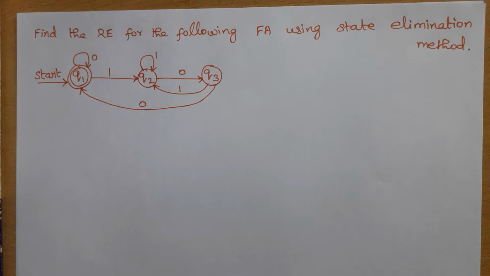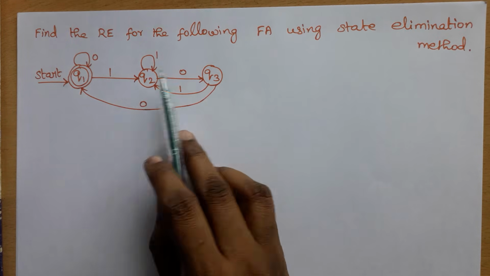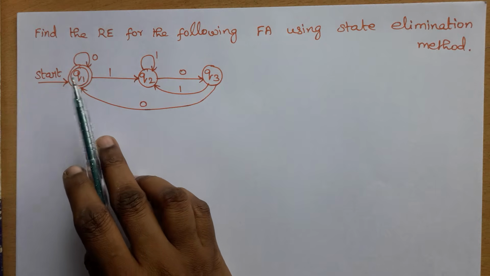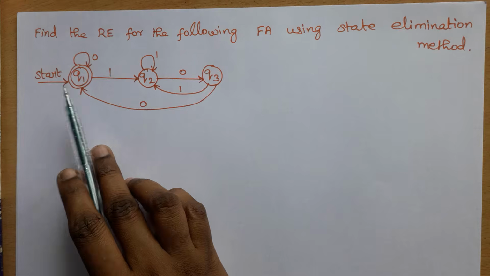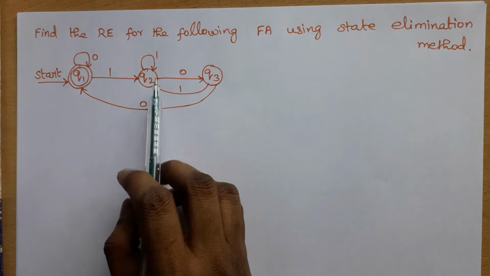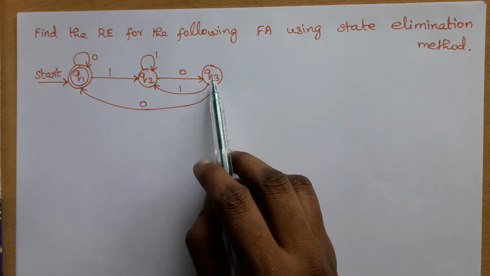Hello everyone, in this lecture we are going to discuss another example for the state elimination method. As per the state elimination algorithm, we need to eliminate all the states except the start and final state, right? In this DFA, Q1 is both the start state and final state. So first we need to eliminate Q2 by considering all cases, all paths. Then we have to eliminate state Q3.